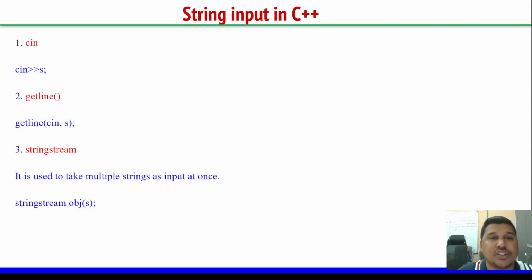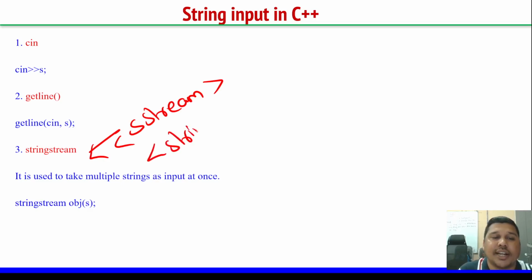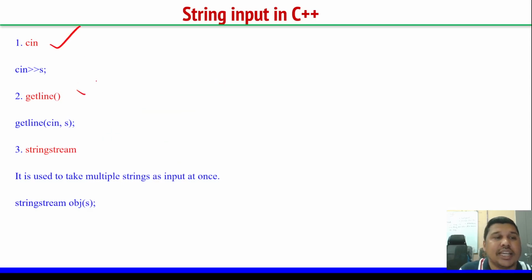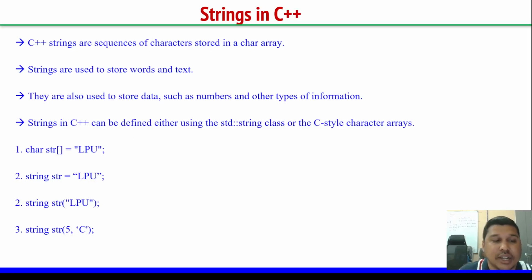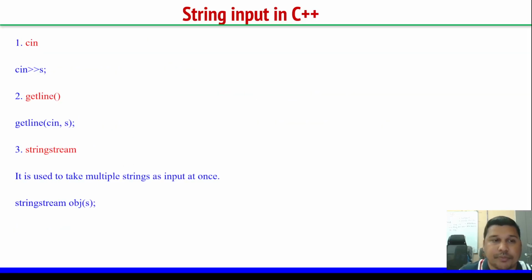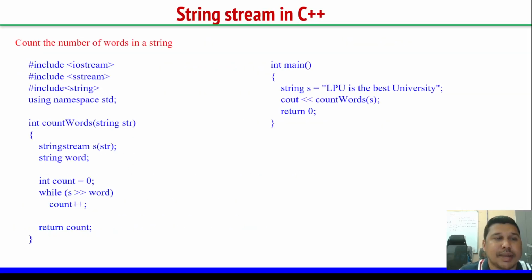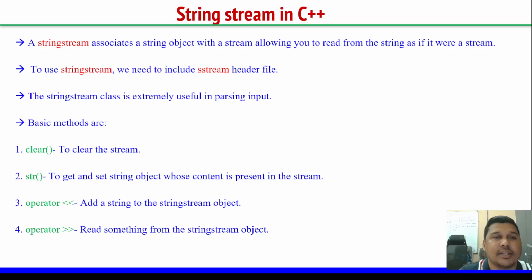You need to add a string header file for some specific functions. For this stringstream, you need the sstream header file, and also you need the string header file. You need both, right? But generally for cin getline, you don't need those. For stringstream, we need to include the header files. Let us see some examples and we will come to that.